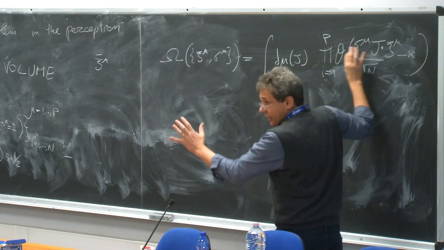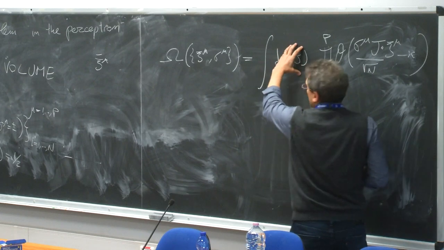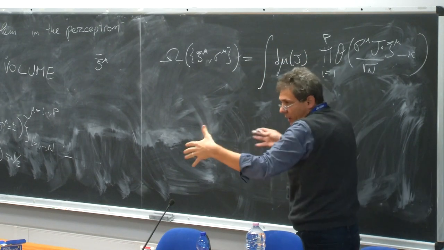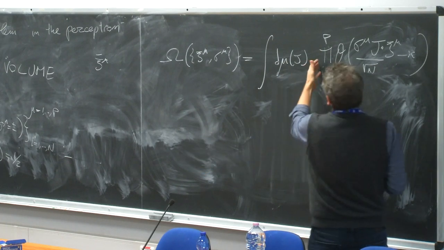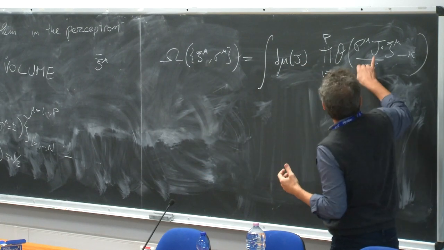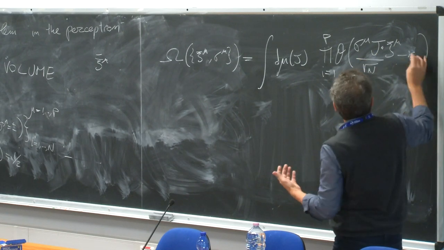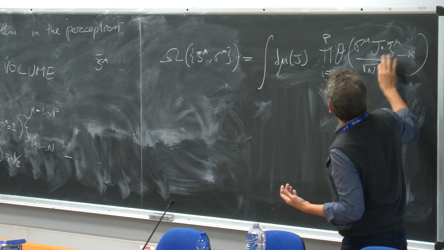So what is this integral, this volume? It's an integral over all J's. I will tell you what this measure is in a minute, but it's just a computation of a volume where you're going to cut all those configurations of J's which do not correctly classify the pattern. So let me discuss for just a minute this function here.